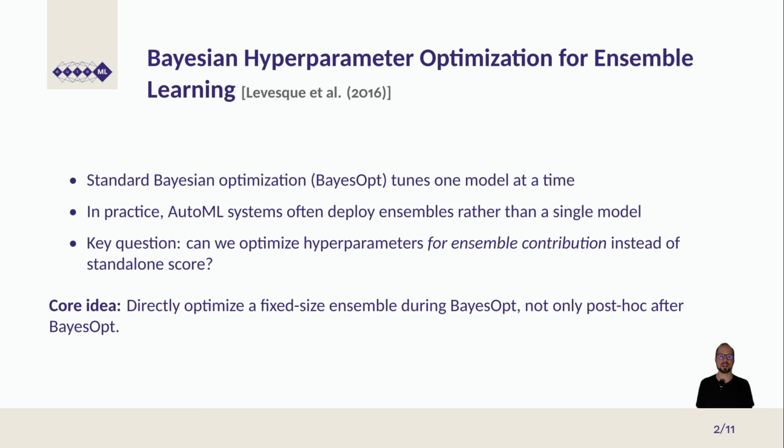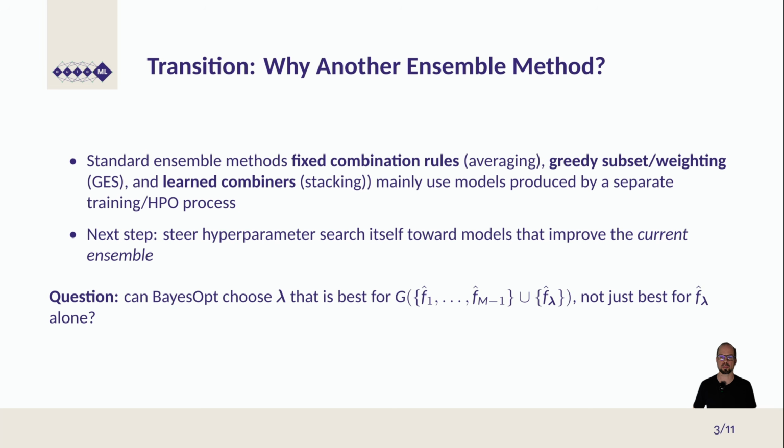And the core idea that we're going to discuss here, that is based on a paper by Julien-Charles Lévesque et al. from 2016, is, can we directly optimize a fixed size ensemble during Bayesian optimization and not only post hoc after Bayesian optimization?